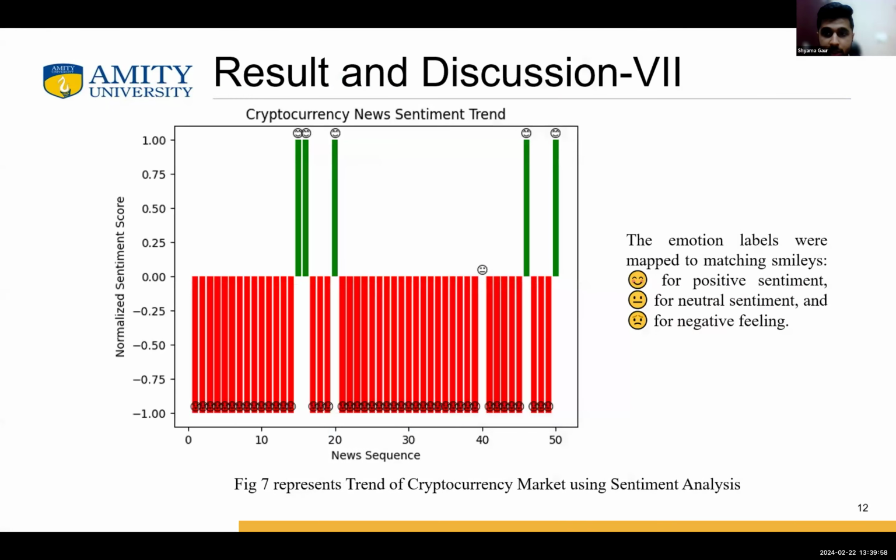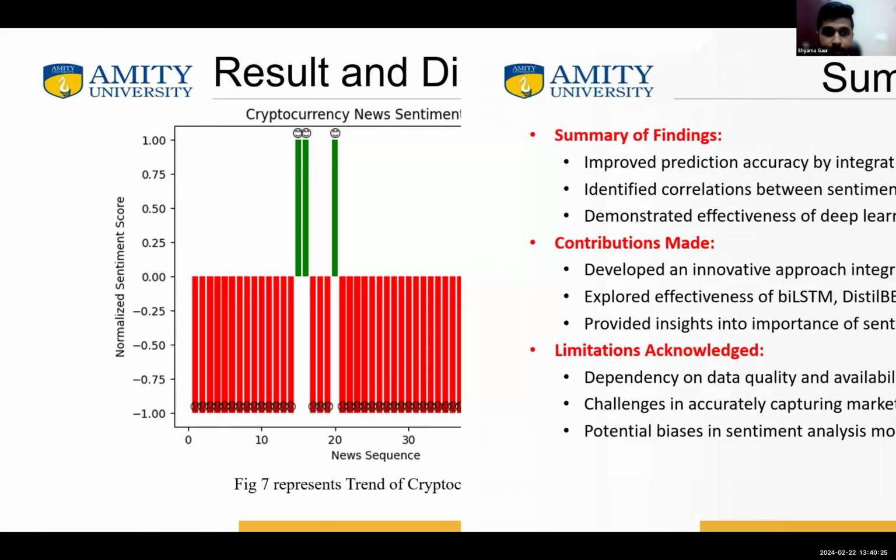And this slide represents the results of the sentiment analysis of the cryptocurrency market. And here the respective emojis represent the respective sentiment. For example, the smiley is for a positive sentiment and a sad face is for a negative sentiment. So as we know, the market is currently down, so we can see a number of negative sentiments here.